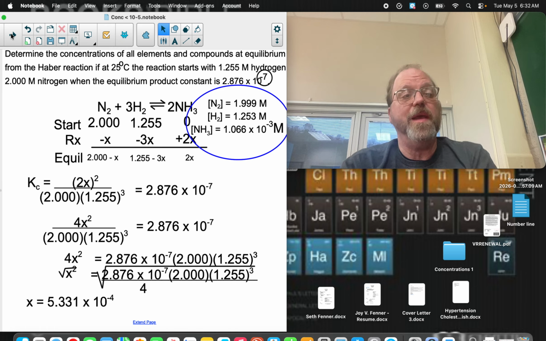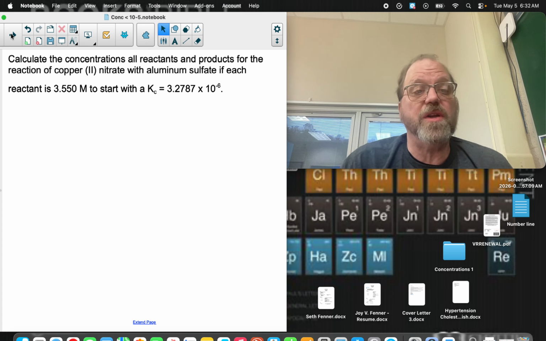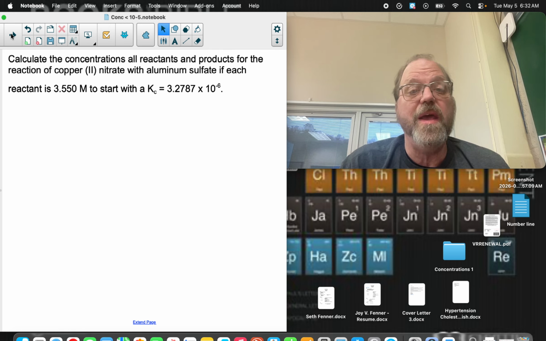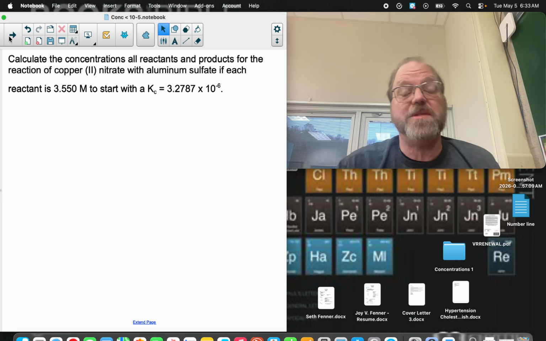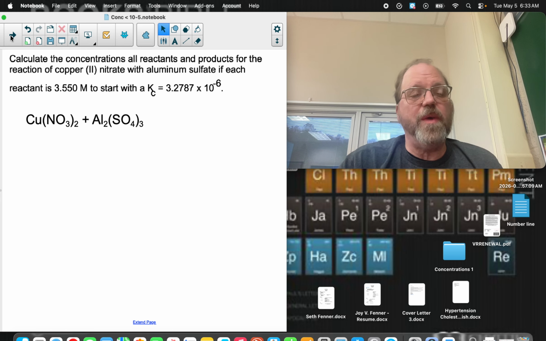Let's try another one. Calculate the concentration of all reactants and products in the reaction of copper-2 nitrate and aluminum sulfate, if each reactant is 3.55 molar to start with, and a KC value of 3.2787 times 10 to the minus 6th. All right, so those are the reactants, copper-2 nitrate and aluminum sulfate, and this is equilibrium.